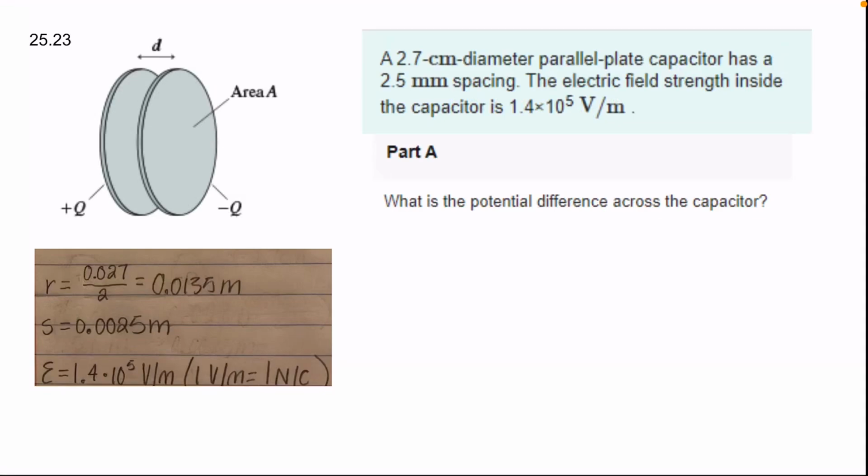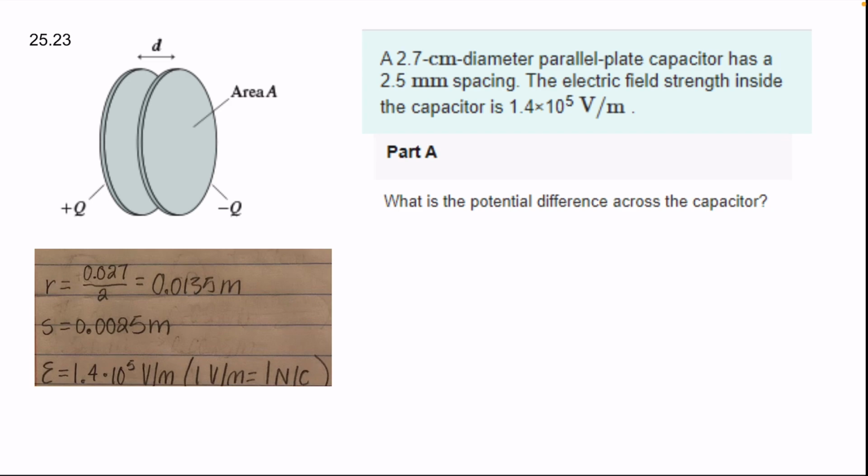Okay, so problem 25.23 explains to us that there is a 2.7 centimeter diameter parallel plate capacitor that has a 2.5 millimeter spacing. And the electric field strength inside the capacitor is 1.4 times 10 to the 5th volts per meter. And part A wants us to solve for the potential difference across the capacitor.